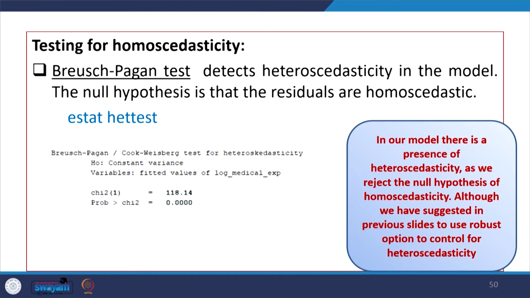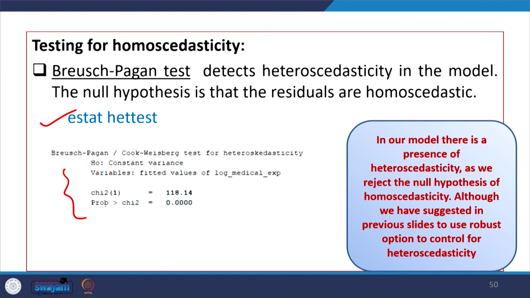Similarly, for testing homoscedasticity, usually we go for the Breusch-Pagan test. Okay. That basically detects heteroscedasticity in the model. The null hypothesis is that the residuals are homoscedastic, that means they have constant variance. That command is called estat hettest. In my previous module on large scale data handling, we have also included this. If you want further reading, you can refer to that as well. But otherwise, you simply run this command and you will get this kind of information.